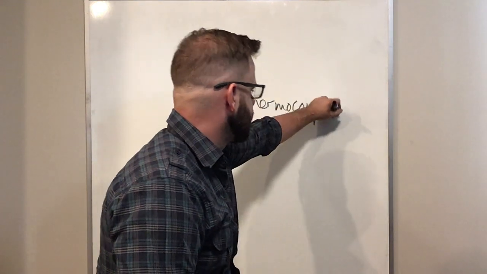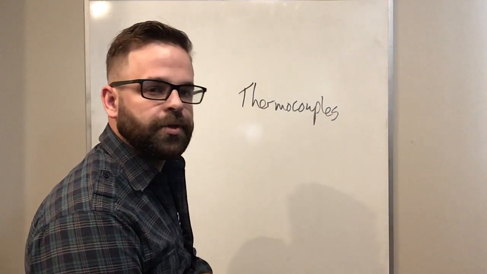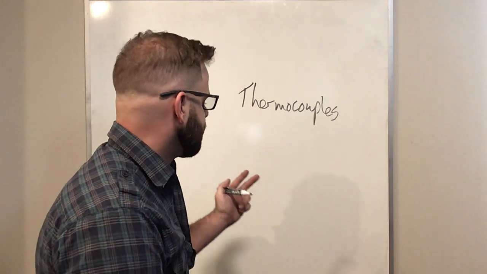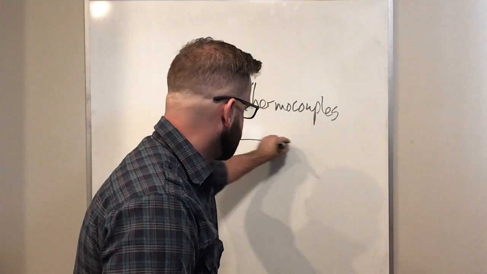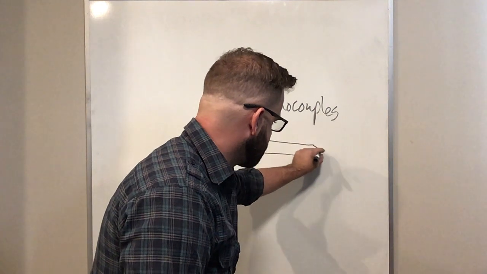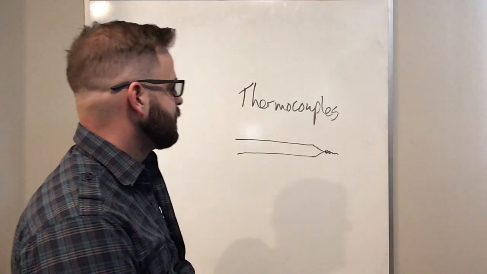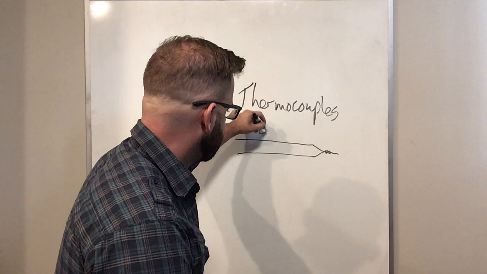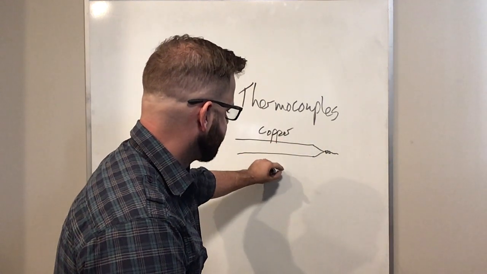Thermocouples end up using two dissimilar metals. Those two dissimilar metals end up being taken, and they can be either twisted together or they can be soldered together. Let's just draw it as if they were twisted together. So this could be, I don't know, this could be copper, and possibly this one iron.